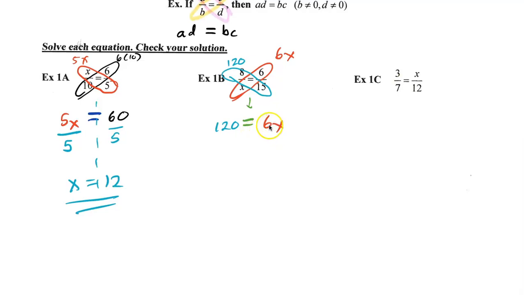Just like before, you want to get that 6 by itself. Actually, I want to get the x by itself, not the 6. So let's divide both sides by 6. We're going to get x equals 20.